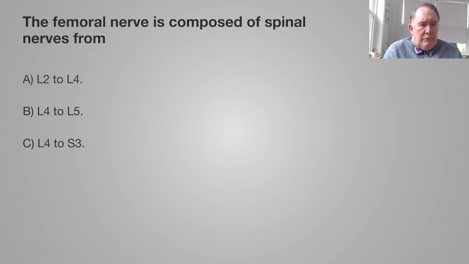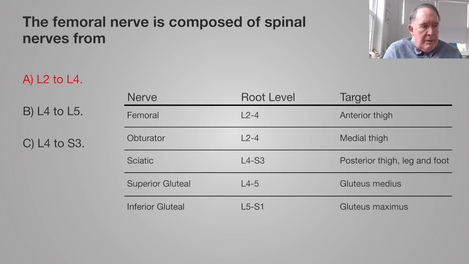Okay, again, sometimes we simply have to memorize things. And here's an example. The femoral nerve is composed of spinal nerves from L2 to L4, L4 to L5, or L4 to S3. If you said L2 to L4, that's great. If you didn't remember that, this is something to think about reviewing.